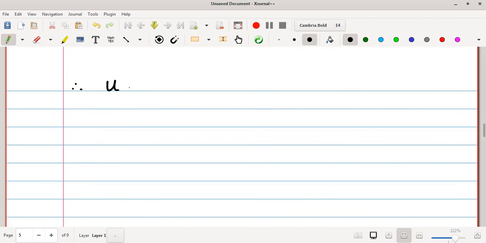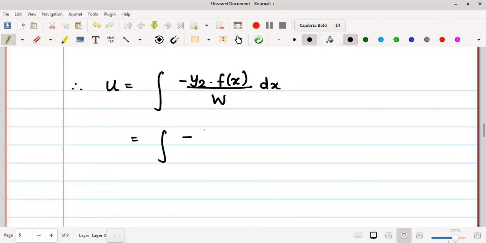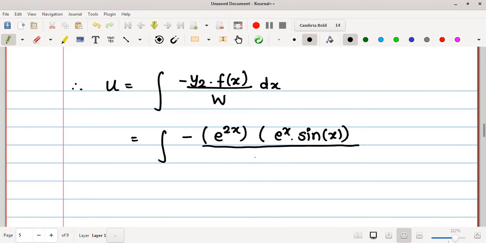Therefore, the value of u is equal to the integration of minus y2 into f of x upon W. We substitute the values. y2 is equal to e raised to 2x, and f of x is equal to e raised to x into sin x, divided by 2 times e raised to 2x.